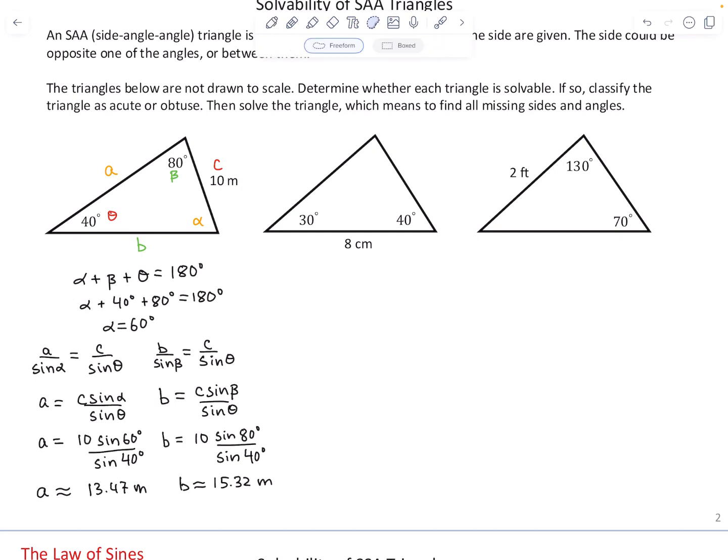Now be careful that you are not tempted to look at this drawing and deduce whether or not these measurements make sense, because this drawing of the triangle is not necessarily to scale. It's just a general reference triangle that's being made.